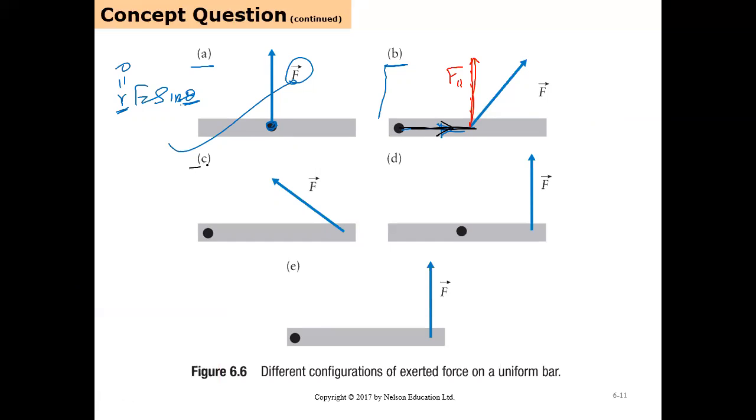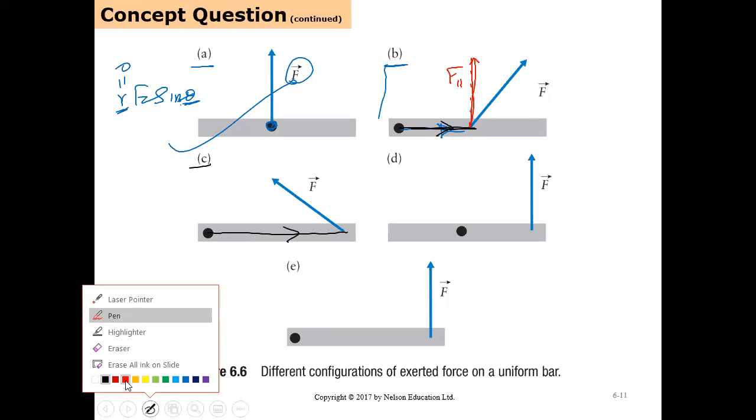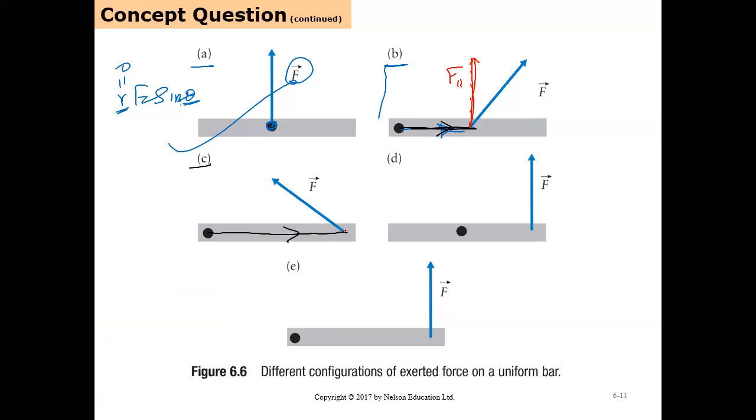Let me go to C. For C, this will be the R, right? What is the definition of R? From the black dot, the rotation axis, to where the force is applied. Again, the perpendicular component, let me get it. Let me use red. This is the perpendicular component. So that will be the black line multiplied by the red line, that will be the torque.